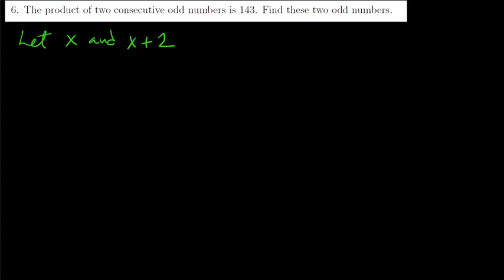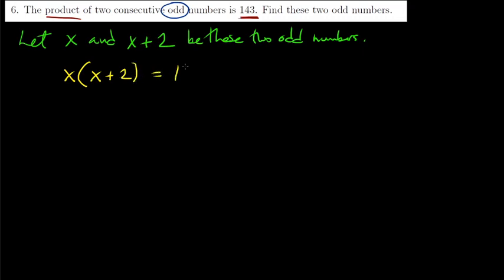We talked about this in the previous video. Because we're talking about odd numbers, to get to the next odd number, you add 2. So let x and x plus 2 be these two odd numbers. What do we know about these two numbers? Well, we know that the product is 143. So all I have to do is multiply the two numbers, x and x plus 2, and that has to be 143. So there's our equation. We just have to solve it.